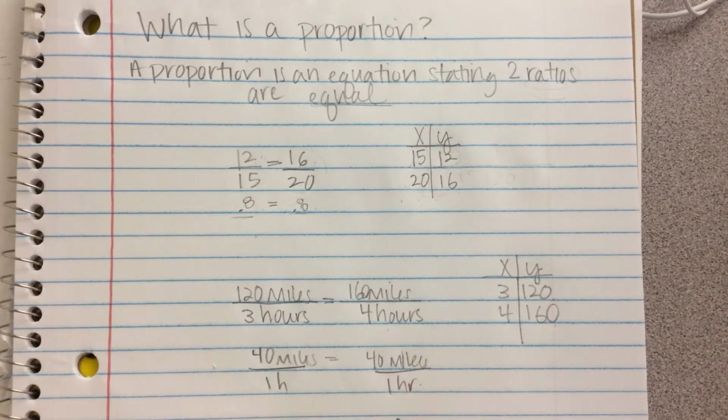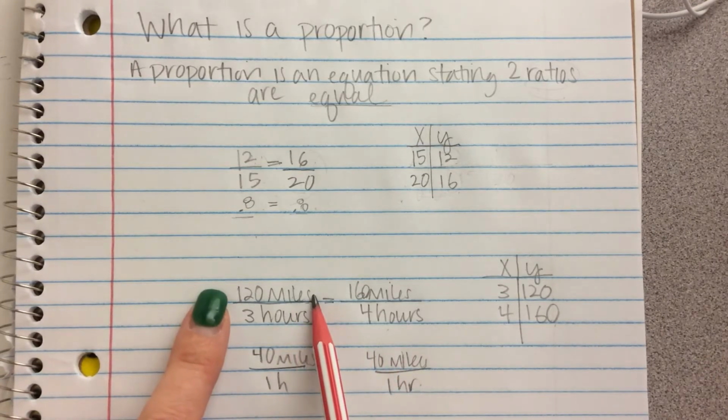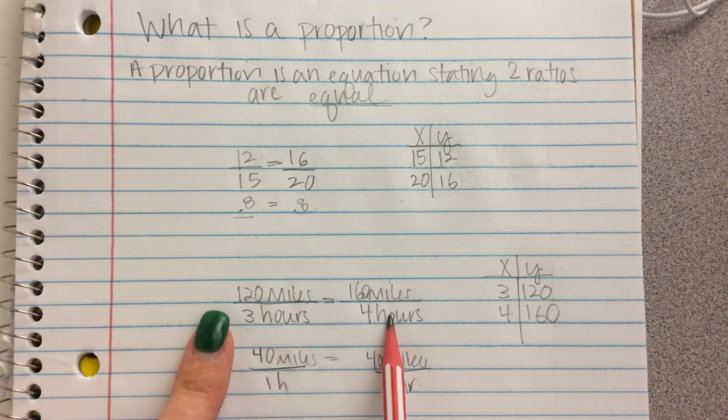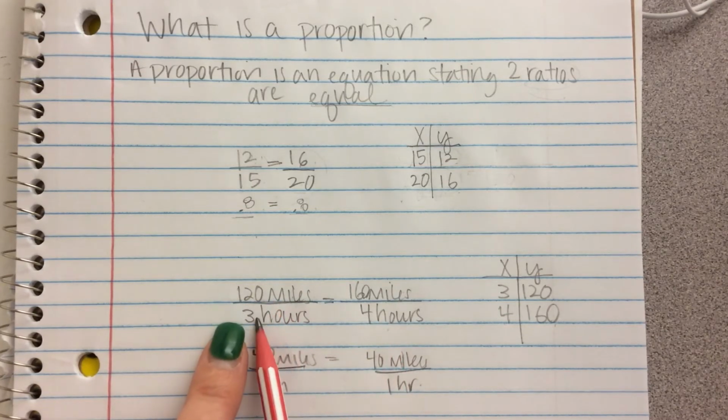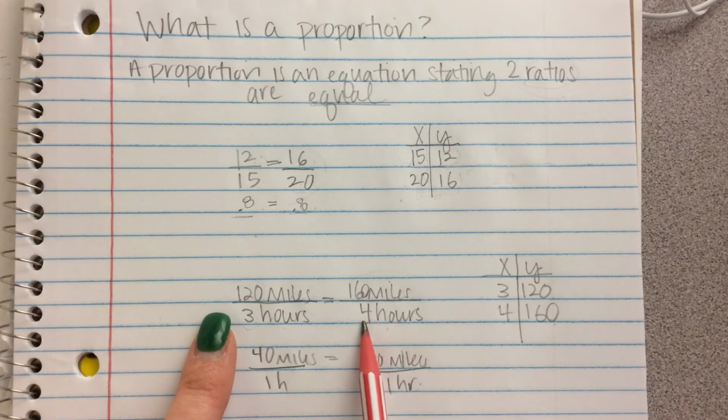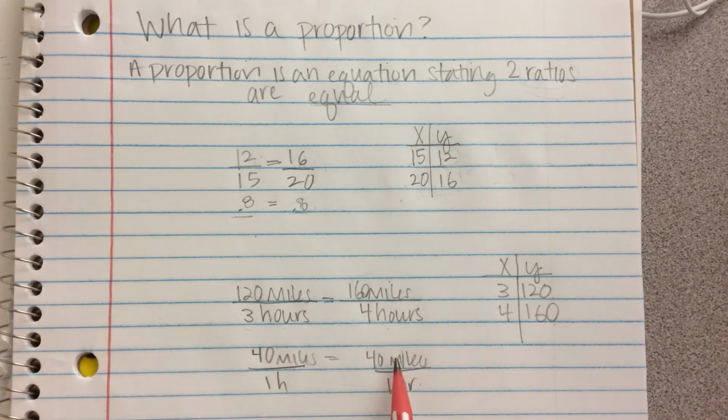If I look at this next example, this says I have 120 miles in 3 hours and 160 miles in 4 hours. So again, I'm saying that this fraction equals this fraction. When I divide 120 by 3, I took those 120 miles and divided them into 3 equal hours, and I got 40 miles every 1 hour. I did the same thing over here: 160 miles divided into 4 hours meant I had 40 miles every 1 hour, so they were equal. In both of these cases, I was going 40 miles in 1 hour.